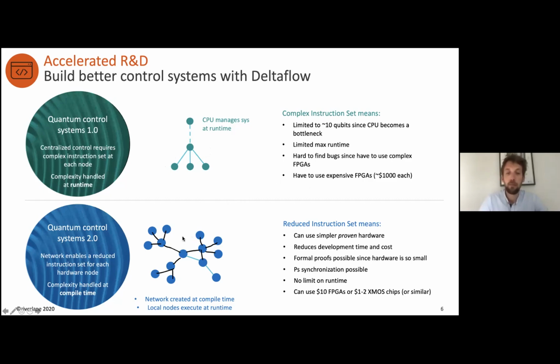Deltaflow instead enables us and every developer to use a more distributed approach. So we have the concept of nodes, and nodes are connected in a graph, and you can have any topology you like. You can have open topologies, connected topologies, cyclical topologies, and that lets you tailor with your code the existing hardware that is creating your quantum machine.